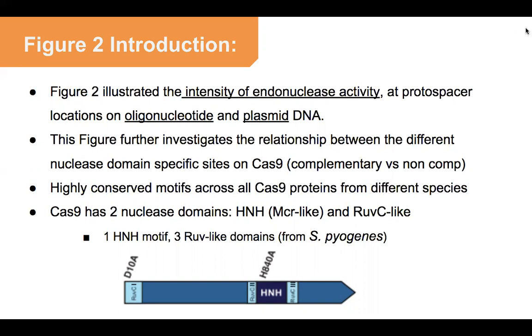There is one HNH motif, and you can see it illustrated by the schematic at the bottom of the page. It's actually part of the figure. I just thought it was very important and pertinent for you to visualize what exactly we're talking about here. So there's one HNH motif. This has been mapped out. And then there are three RuvC-like domains, and you can see them here. One here, one right before the HNH motif, and one shortly thereafter. And this is all on the Cas9 protein of S. pyogenes.